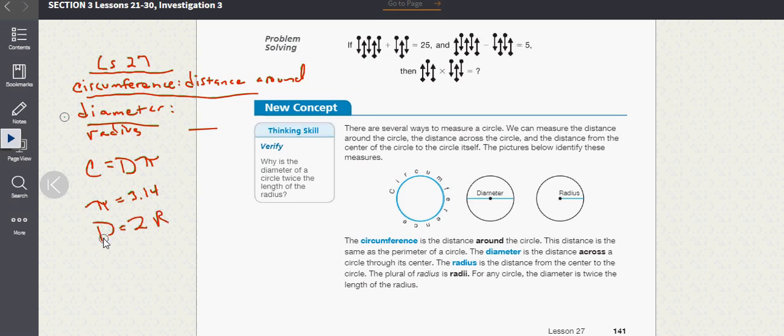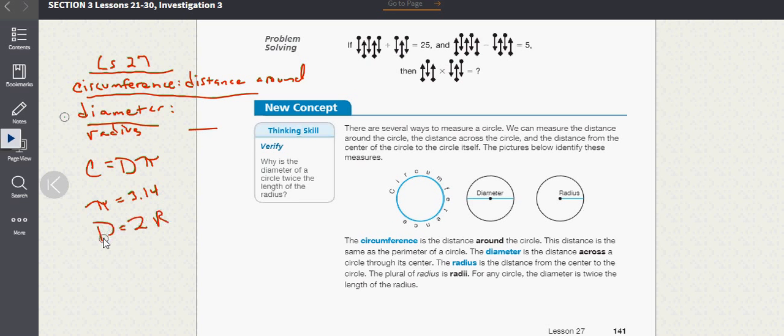Area of a circle is radius squared times pi. I just did that all from my head. Hopefully I'm all good. Now what do we call the distance across instead of around?